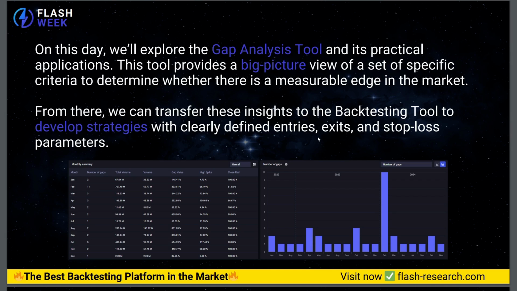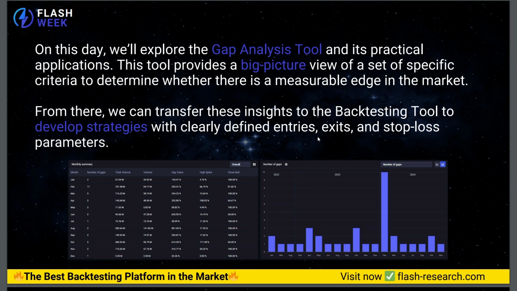So this tool provides a big picture view of a set of specific criteria to determine whether there is a measurable edge on the market. It's cool to have ideas, it's cool to think you have a good trading strategy, that you have experience, and so on. But nothing beats a statistical approach. The best approach to attack the market, in our opinion, is the statistical, because you are relying on market generated information and actual facts, actual things that happen.